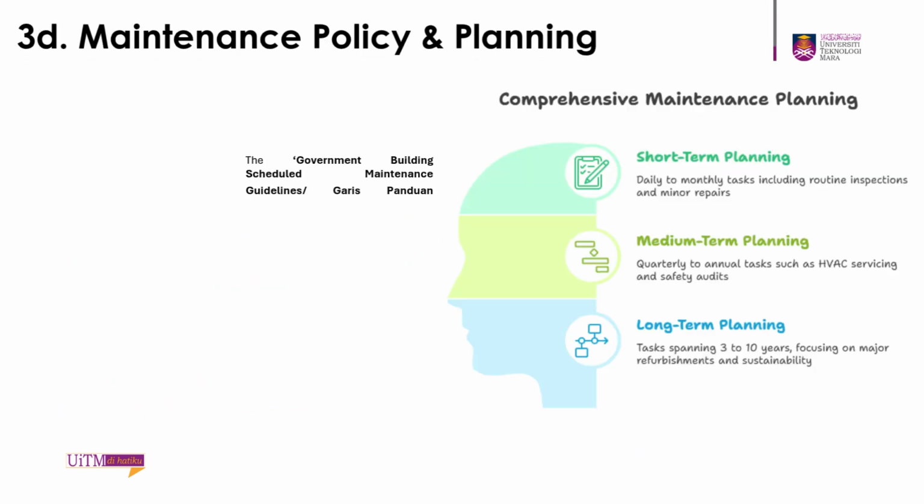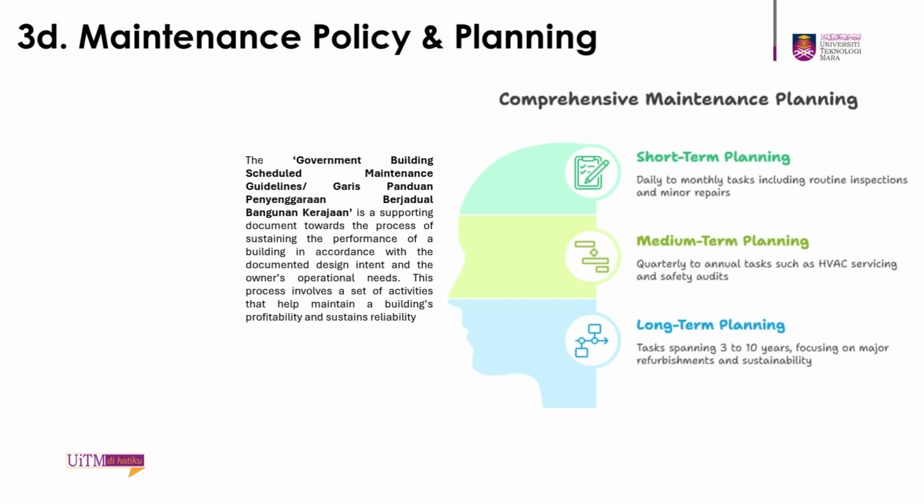3D. Maintenance policy and planning. The Government Building Scheduled Maintenance Guidelines, Garis Panduan Penyenggaraan Berjadual Bangunan Kerajaan, is a supporting document towards the process of sustaining the performance of a building in accordance with the documented design intent and the owner's operational needs. This process involves a set of activities that help maintain a building's profitability and sustains reliability.